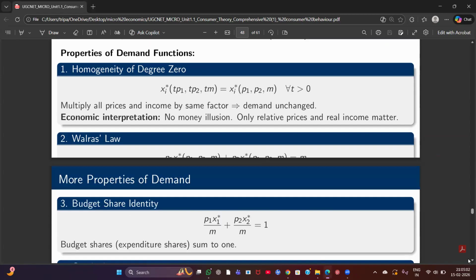Second, Walras' law. What is Walras' law? The consumption equilibrium point occurs on the budget line. That means all money income will be spent at the optimal point. Here at the optimal point, suppose X1 is our optimal bundle. Let me write it here. I'm writing the Walras' law statement here.